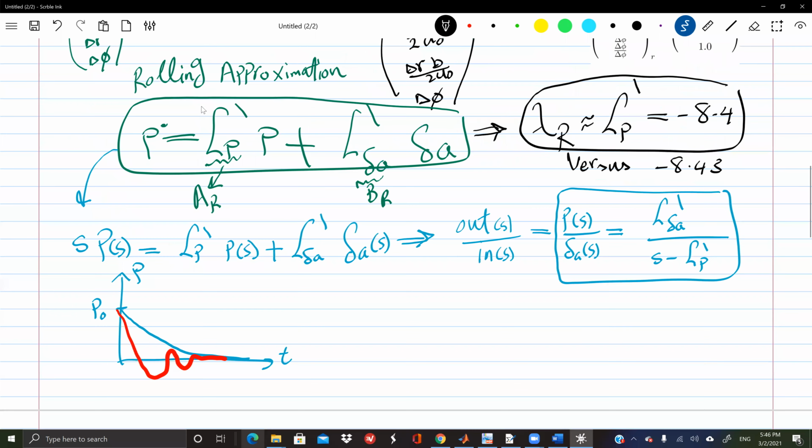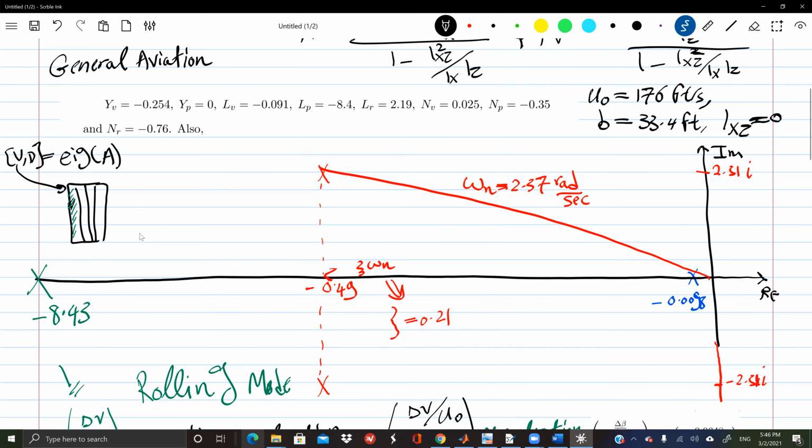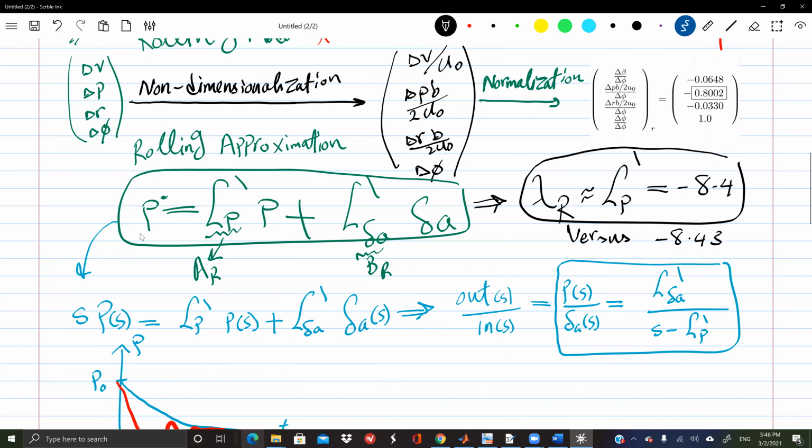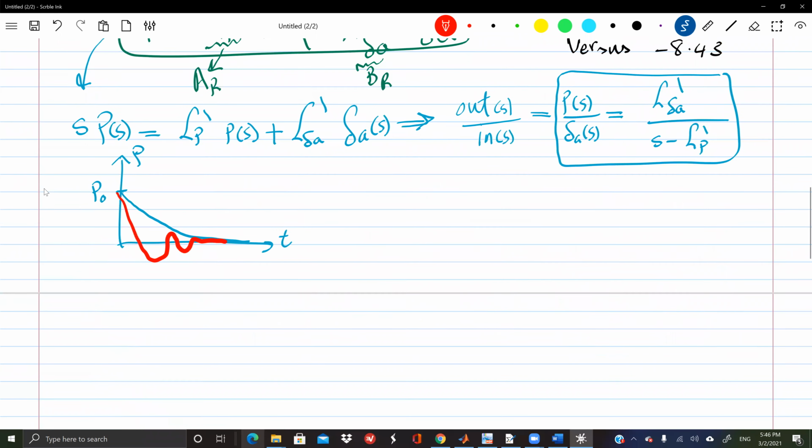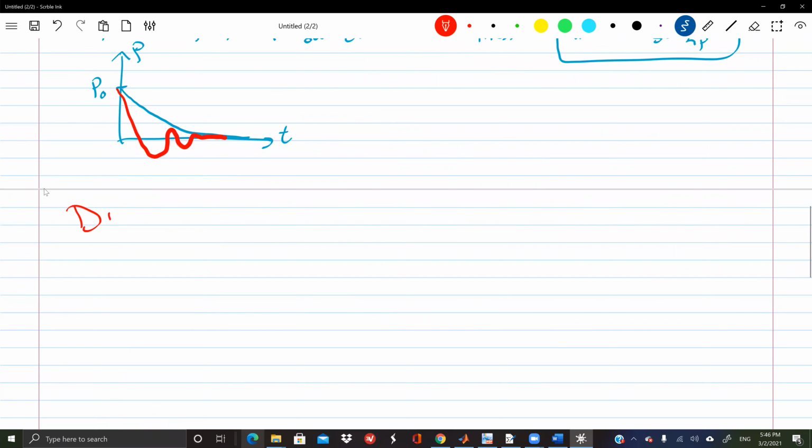All right, so let's see. We're done with the green mode. Let's go to the red mode. It's actually called the Dutch roll mode.